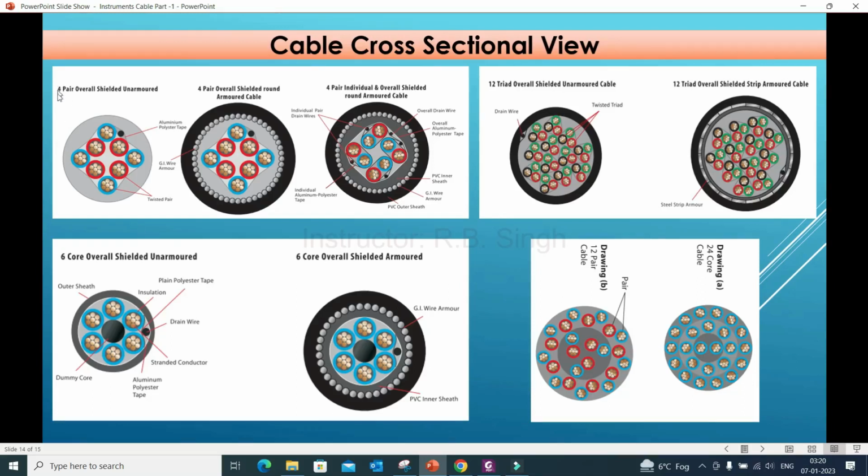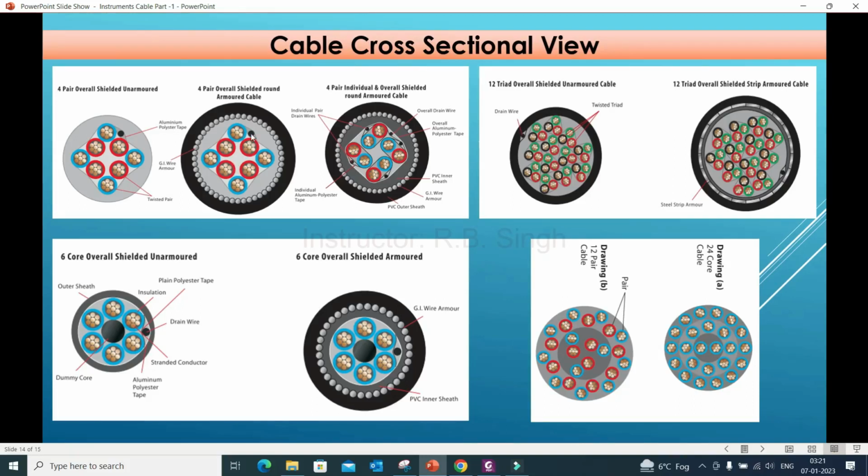So the first picture is for a 4 pair overall shield and unarmored cable. So this is the unarmored cable where the 4 pair cable is there. If you see, the 4 red wires are there and 4 blue wires are there. So 4 means total 4 pairs are there. And this black dot is showing the drain wire, and all these 4 pair cable and drain wire is in a single inner sheath, and there is an overall shielding for all 4 pair cables.